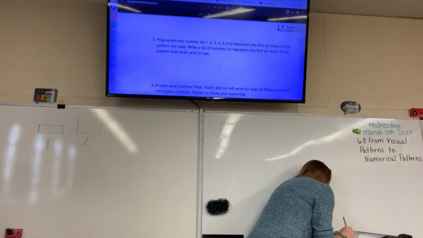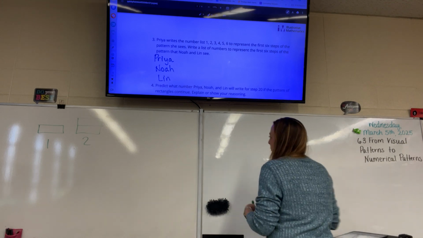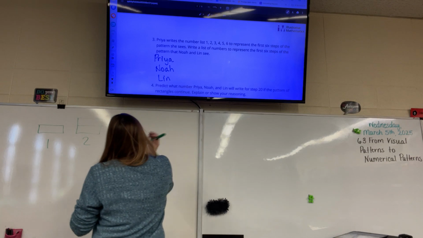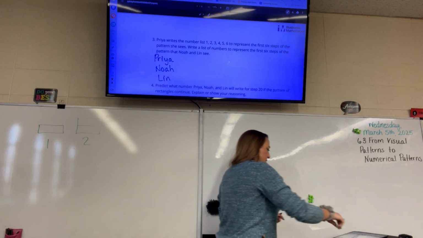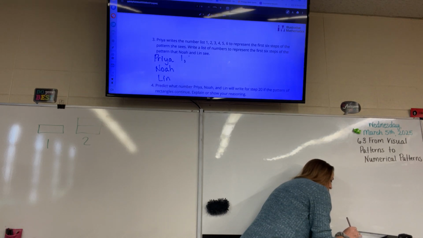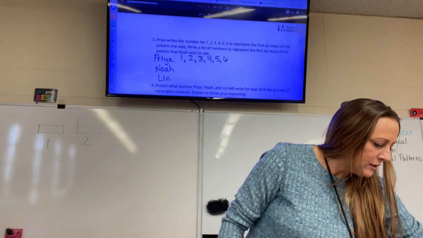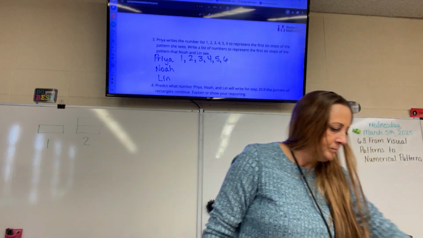So Priya, right on 3, I want you to write Priya, then Noah, then Lynn. So for Priya, she sees these as rows. So the numbers that would represent her first 6 steps are 1 row, 2 rows, 3 rows, 4 rows, 5 rows, and 6 rows. We've moved on over here. You need to come back to that in a bit.